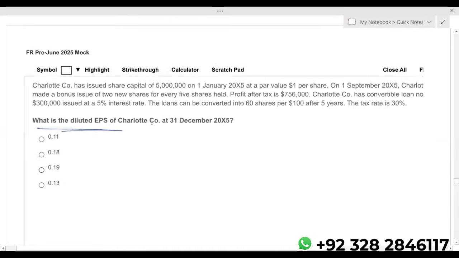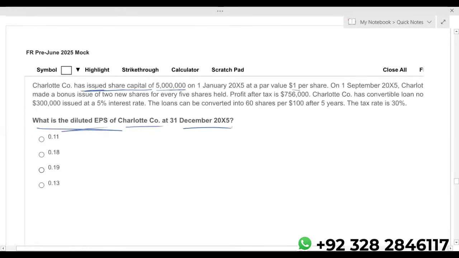What is the diluted EPS of Charlotte Company for December X5? Diluted EPS, okay, where we make an assumption that all of your potential ordinary shares become ordinary shares on day one. What will be your EPS? That is diluted EPS. Let's see. Charlotte company has issued share capital of 5 million on 1st January X1 at a par value of 1.